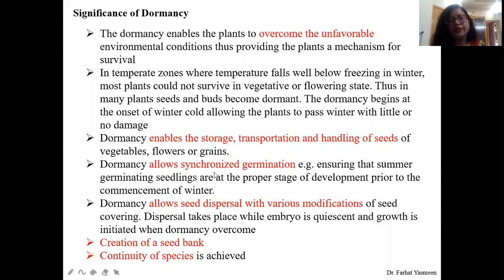Another significance is the dispersal of seed, which is very important for the survival and continuity of life, so that the seeds disperse from unfavorable environmental conditions to favorable conditions, and this could only happen under dormancy. We can also create a seed bank for the next generation or for the next few years. This could only happen if there is dormancy, and the continuity of species is also achieved through dormancy.